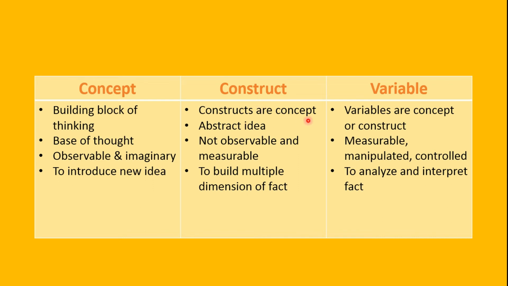Constructs are a type of concept which is an abstract idea and which is not observable and measurable, and it is used in research to build multiple dimensions of any particular fact or event. Okay, then variables are concepts or constructs. It may be both concept or construct, which are measurable, manipulated and controlled by the researcher. And in terms of the role of variables in research, they are mainly used to analyze and interpret any fact or event.